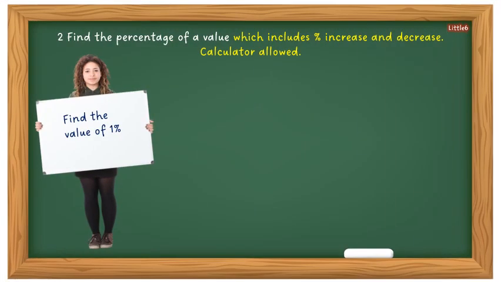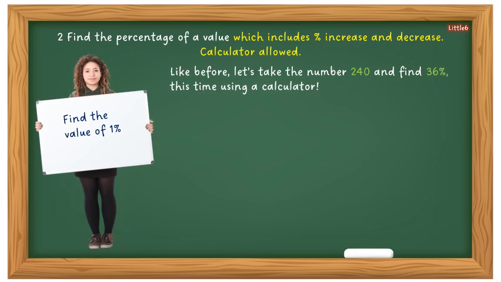Let's have a look at the same sort of problem, but this time with a calculator. So we want to find the percentage of a value, which includes percentage increase and decrease, with the calculator allowed. Now you can see from the placard being held up there, the key to this is to find the value of 1%. And you do that simply by dividing by 100. Okay, so let's have a look.